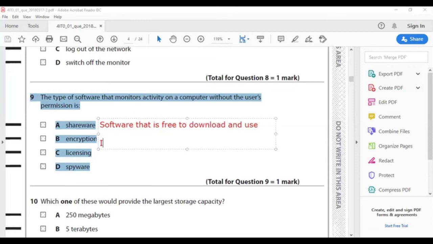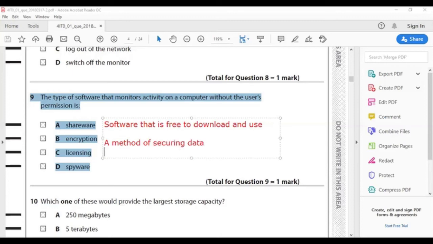Encryption. What is encryption? You know that? Yes, sir. Yeah, so it's a method of masking data. Okay, it's a method of securing data. Put it this way. Licensing, obviously, is to buy or pay for a software product.